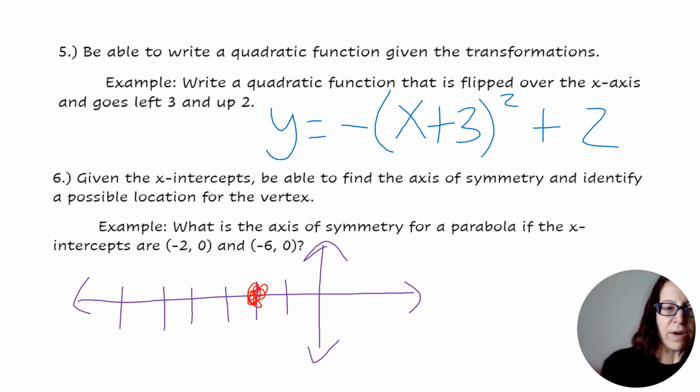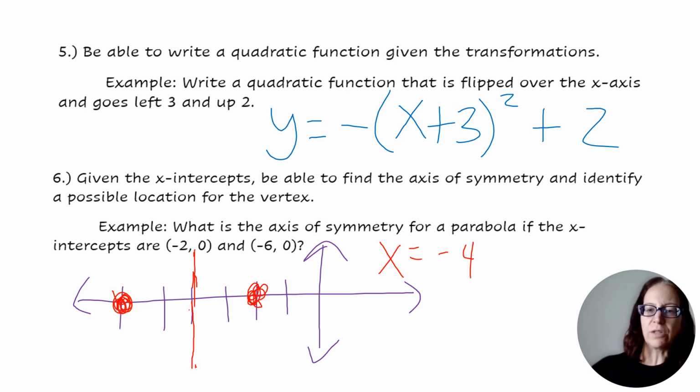Negative 2, 0 is right there. Negative 6, 0 is here. So those are the x-intercepts. What do we know about the axis of symmetry? We know it's right in the middle of the parabola. So you would find the middle. There it is. That is at x equals -4. And so the equation for the axis of symmetry is x equals -4.